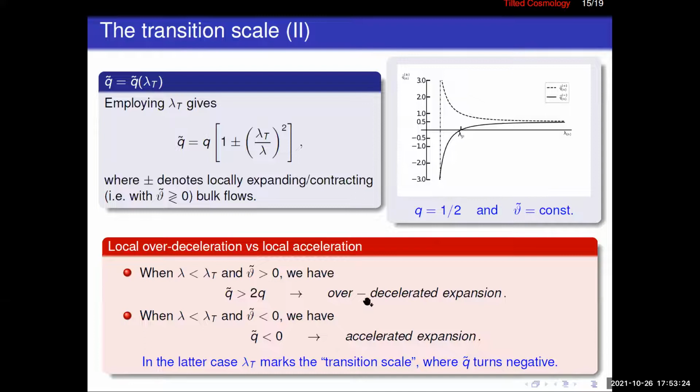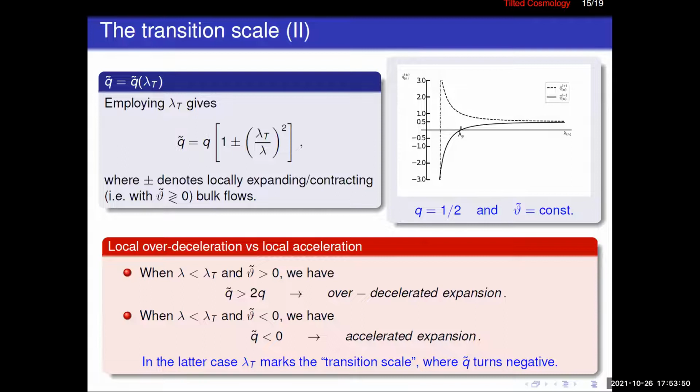So there we have an apparent over-decelerated expansion for these observers. But if you are in a contracting bulk flow within this critical length, then the deceleration parameter turns negative, and there is an impression of accelerated expansion. Now, in the latter case, the critical length also marks the transition scale where the sign of the deceleration parameter changes from positive to negative.